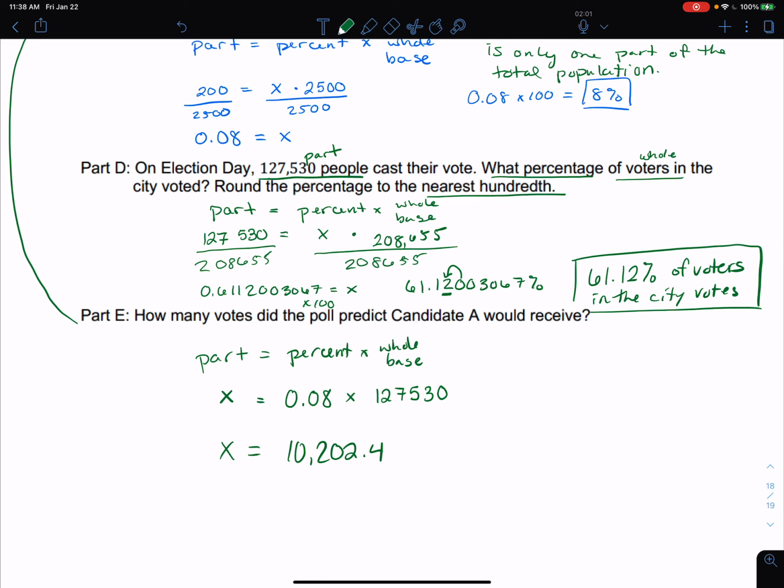This was voters, so we still need a whole number. So we'll say 10,202 votes. One thing I want to point out with this equation, notice we didn't need to undo anything because the x was already by itself on the left-hand side.